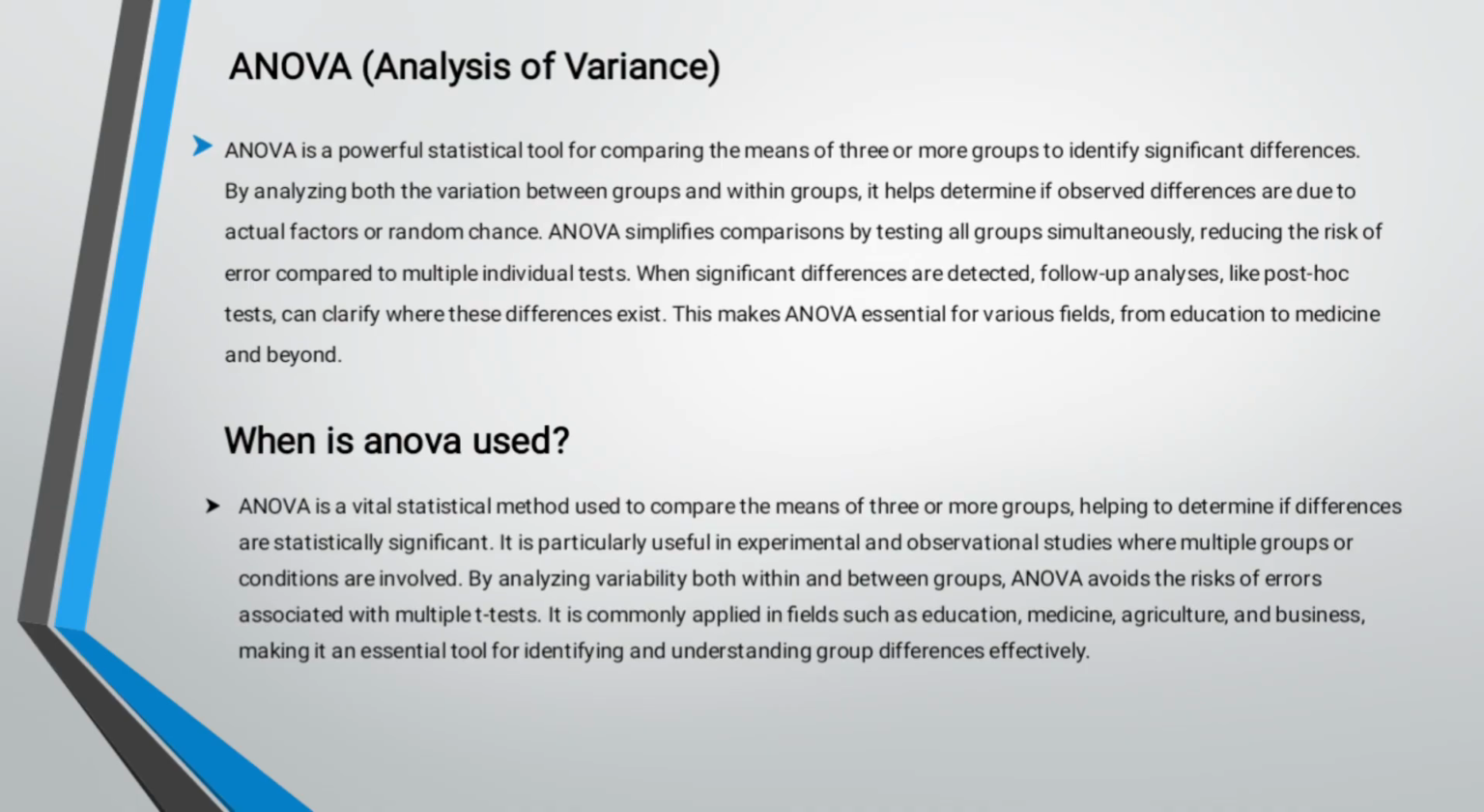When is ANOVA used? ANOVA is a vital statistical method used to compare the means of three or more groups, helping determine if differences are significant. It is particularly useful in experimental and observational studies, where multiple groups and conditions are involved. By analyzing variability both within and between groups, ANOVA avoids the risk of errors associated with multiple t-tests.